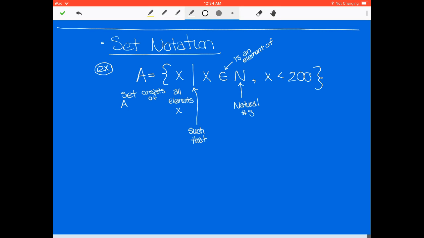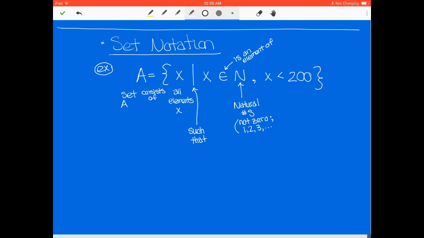So, just a refresher, what are natural numbers? Not 0. Examples would be 1, 2, 3, and so forth. So in this case, it would be 1, 2, 3, and then we would read this as x is less than 200.